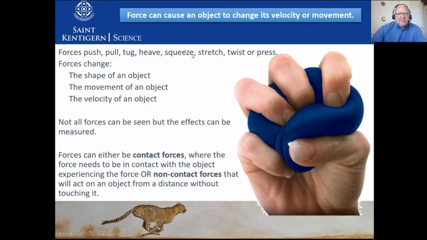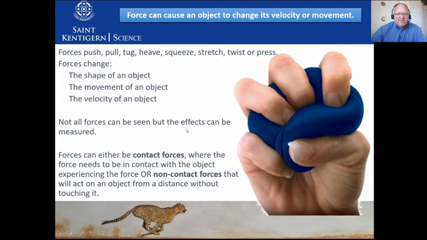So what is a force? A force can cause an object to change its velocity or movement. It's a push, a pull, a tug, a heave, a squeeze, a stretch, a twist, or a press. It can change the shape or it can change the movement. When we talk about movement, it's going to change the velocity. And when we change the velocity, we call that acceleration. So remember, something will only accelerate when there's an unbalanced force on it.